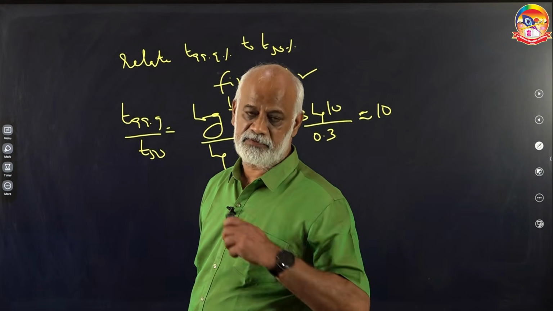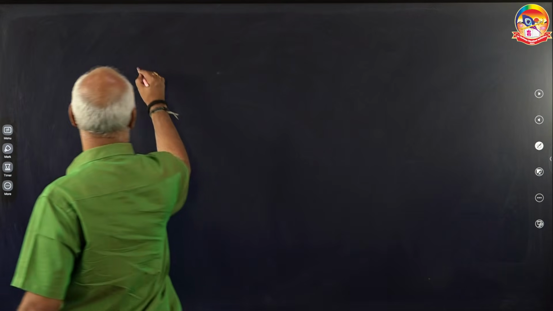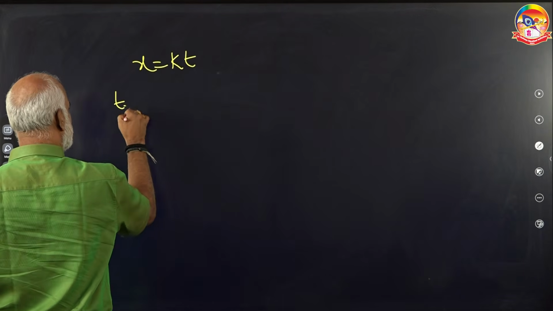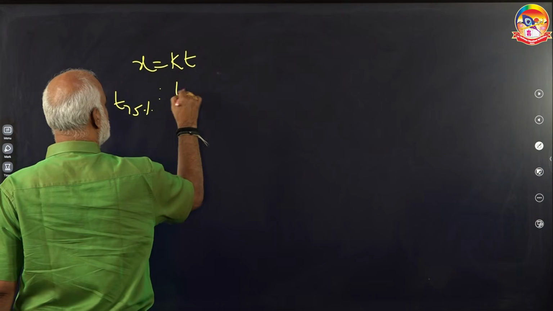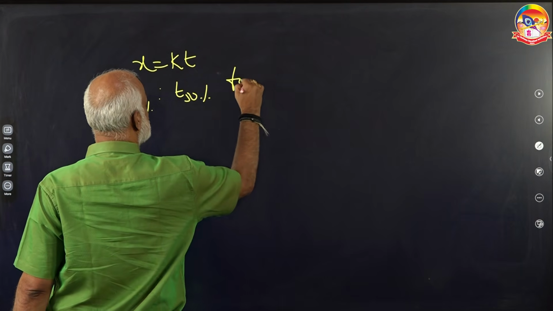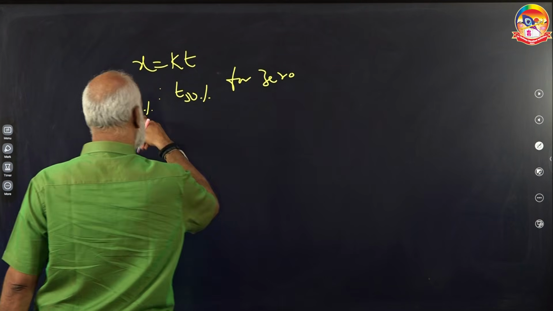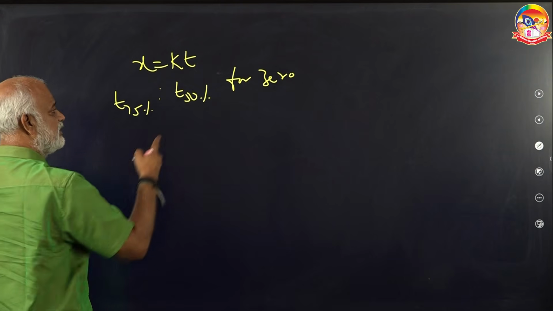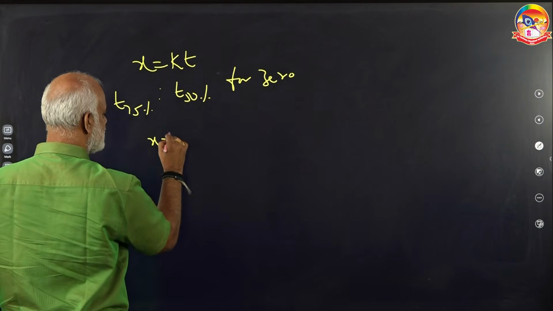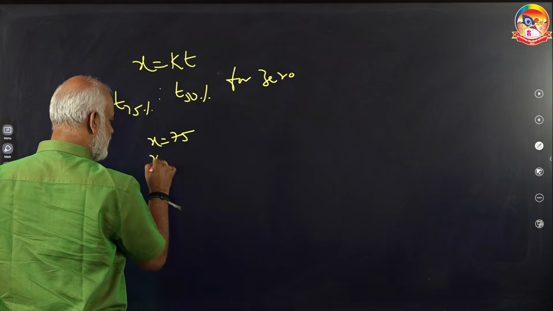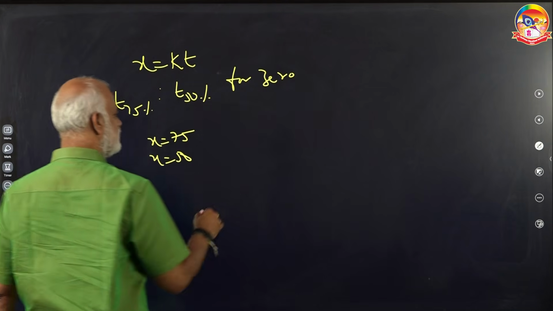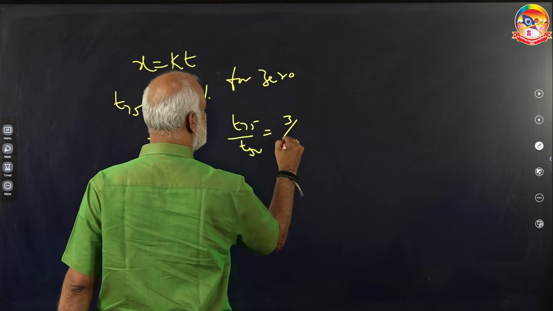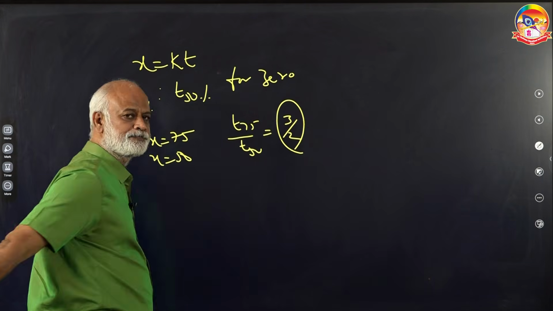Can we do these types of questions for zero order? Absolutely. What is zero order? x is equal to kt. T 75% to T 50% for zero order they are asking. What is 75%? 75% of the reaction is over. Here 50%. So x is equal to 75 in one case, x is equal to 50 in the other case. Therefore, T 75 by T 50 will be 3 by 2.